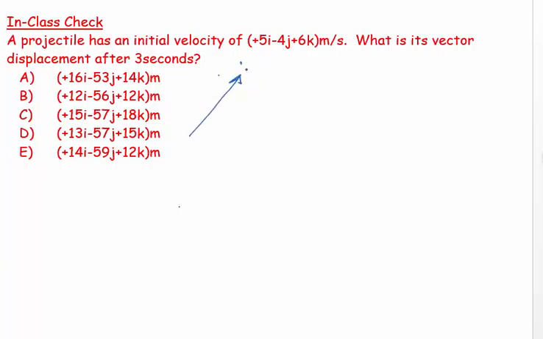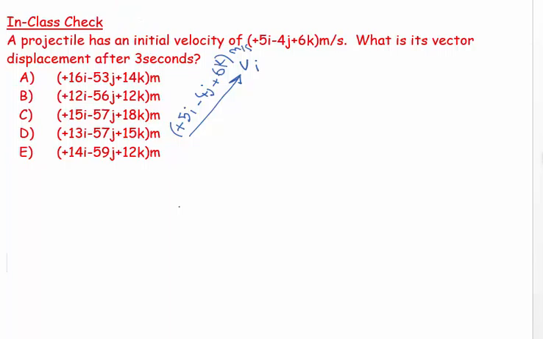This is the vi. And next to it, I'm going to write down what it is, which is plus 5i minus 4j plus 6k, and this is meters per second. It's easier to say than it is to actually write it to the side. And then it says it's a projectile.